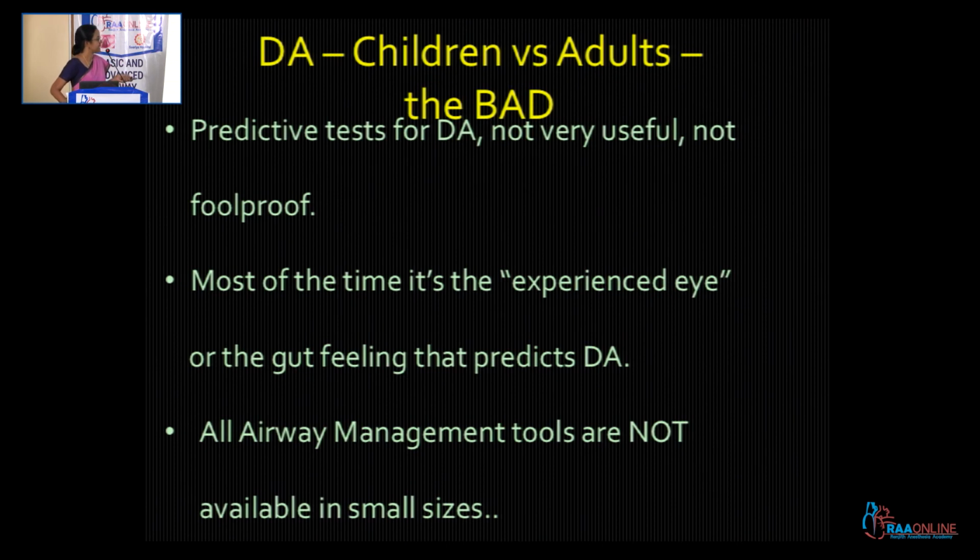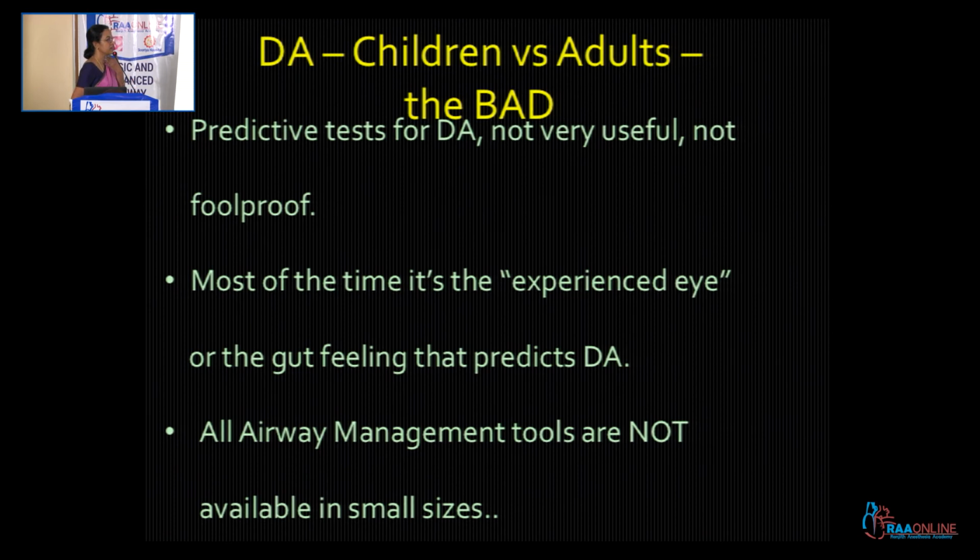Now, what's bad is there are not so many predictive tests. In adults, you have Mallampati, you have so many radiological tests, you have so many distances that you can measure. In children, nothing is foolproof. Each child is of a different size. You can't even say so many finger breadths of mouth opening. Even that is not something that you can measure. And most of the time it's the experienced eye or the gut feeling that you feel maybe this is not okay, this is not right. But again, we'll try to look at some of the indicators that will help you to judge if this can be a difficult airway.